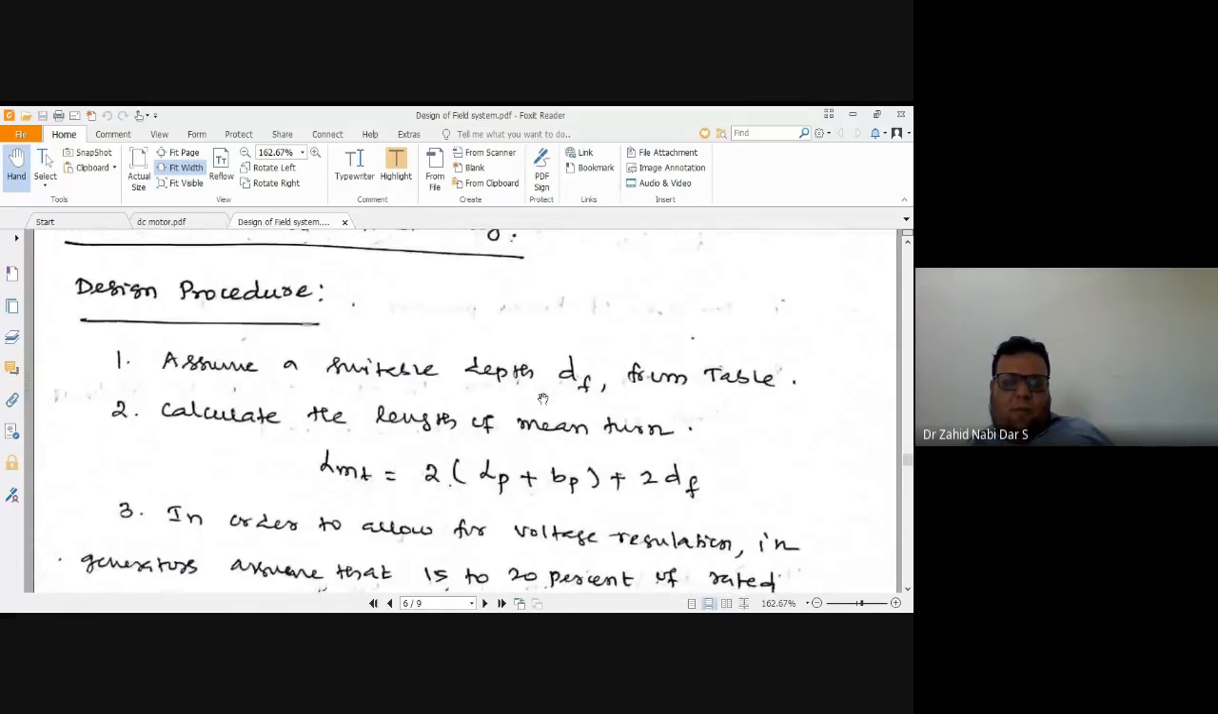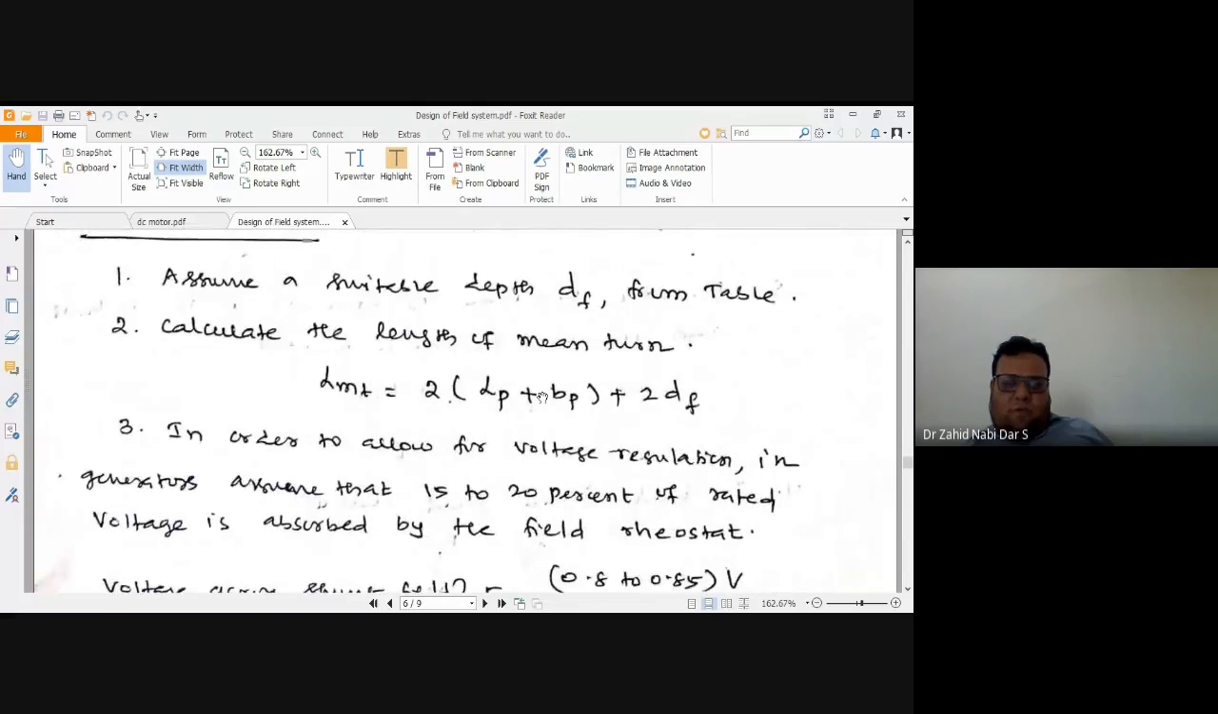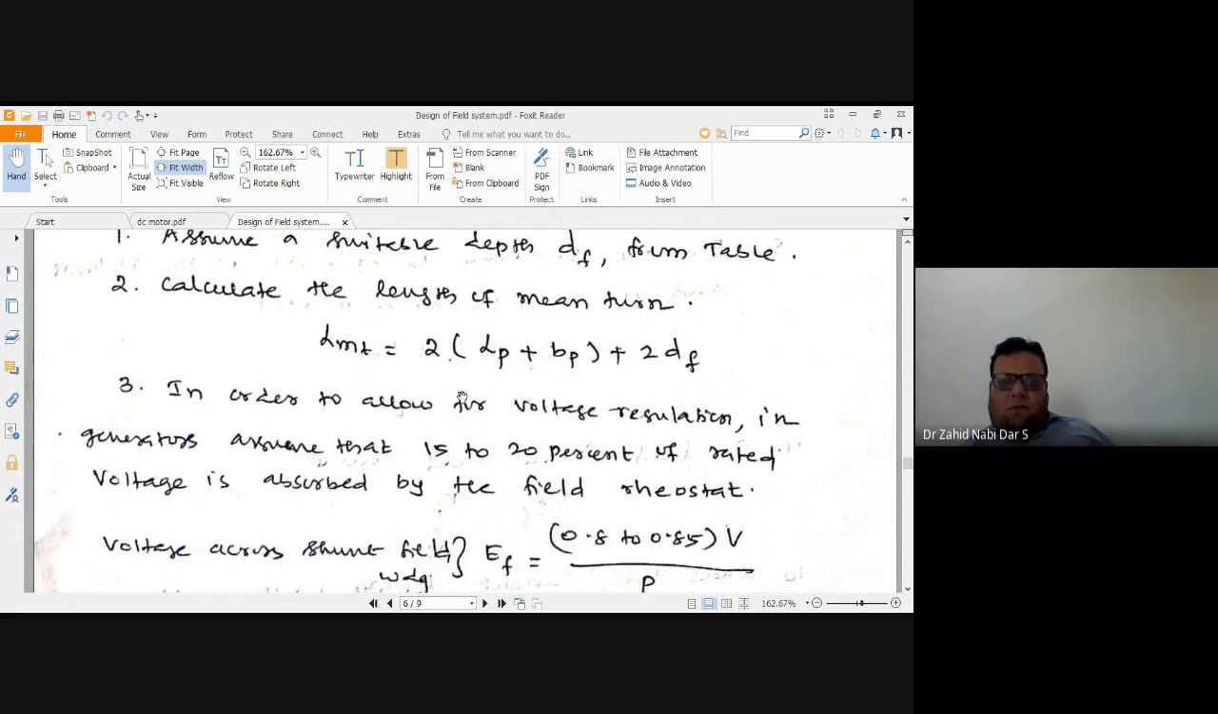See, how do you go about the design procedure? So first of all, you will assume the depth DF from the table. So you will be provided a table, and for this depth you have to calculate. Now once the depth is given, calculate the length of mean turn. So again, for length of mean turn, you will be given the length of pole and width, and this depth. So you have to see again twice into length of this pole plus BP plus twice DF.